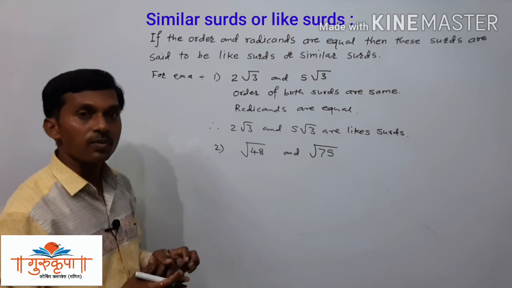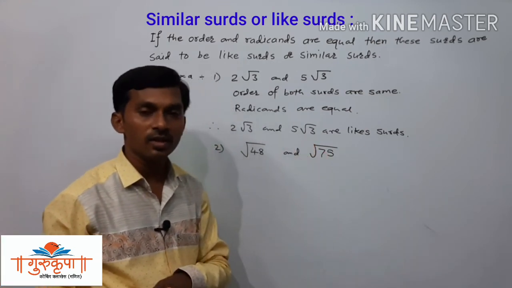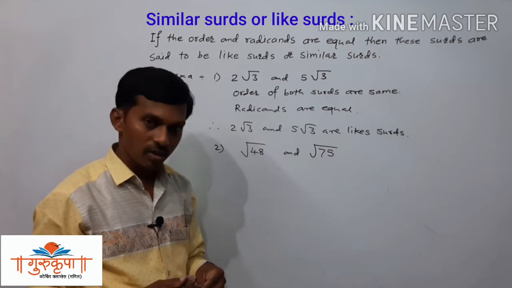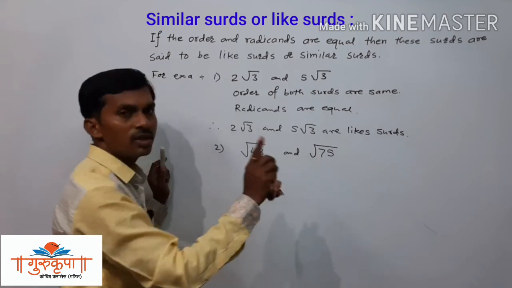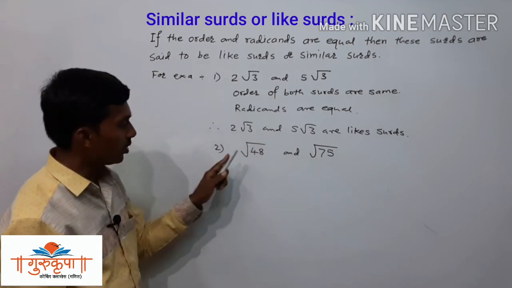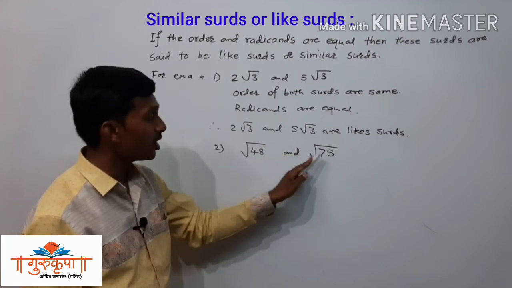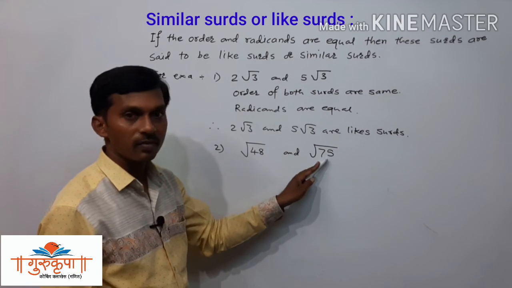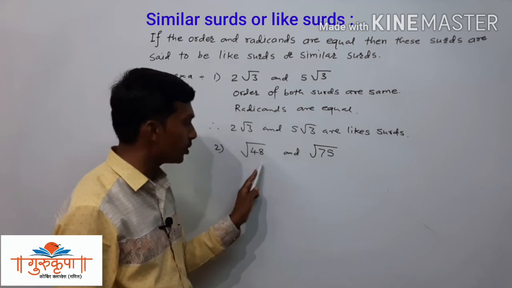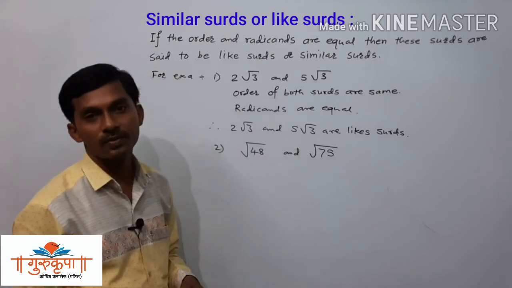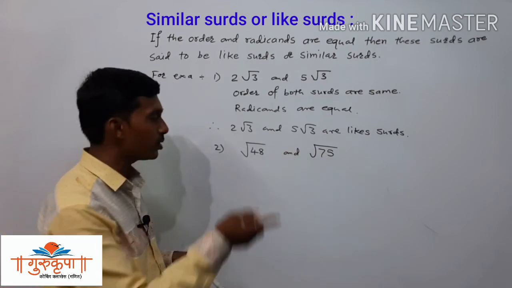Now sometimes some students write that these are not like surds. Why do they write like that? Some students directly write that these are not similar surds. Here the orders are the same, but the radicands are not the same. So we have to simplify first, since both the surds are not in the simplest form.